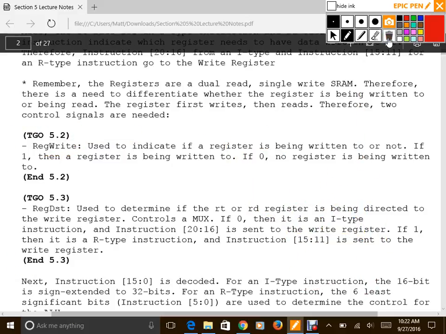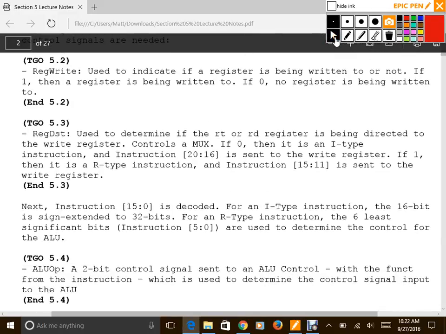If 1, then it's an R-type instruction, and instruction bits 15 to 11 are sent to the write register. So in that case, we're getting the value from RD, from your R-type instruction, and that's being decoded. And then that value is being written to in the registers. So reg write is being sent to the registers. Register destination is being sent to a multiplexer outside of the registers. And so, as I've already mentioned, that 15 to 11 is decoded.